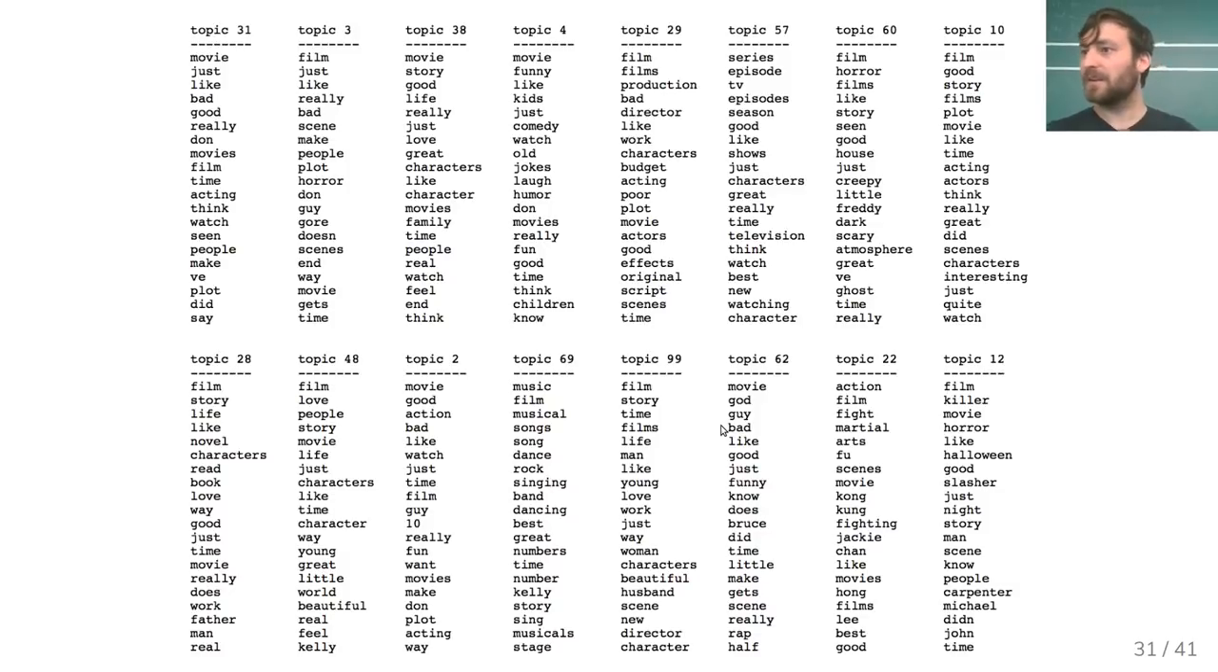Here are a couple more of them, maybe in a way that's easier to show. Here I'm giving you the number of the topic, and then these are the most common words ranked. Topic 4 we saw already, that's comedy. This 57 is about TV. This one here is about horror movies, which all have Halloween. This one's clearly martial arts. Musicals, and so on.